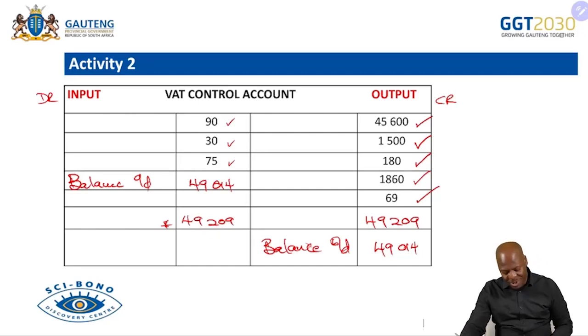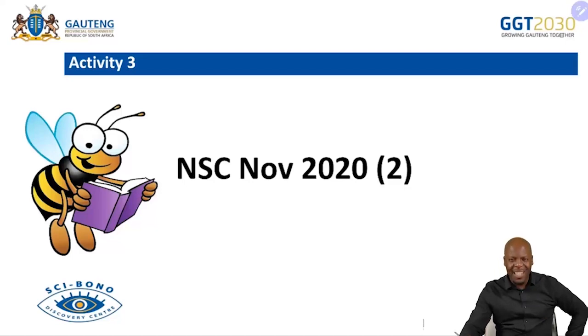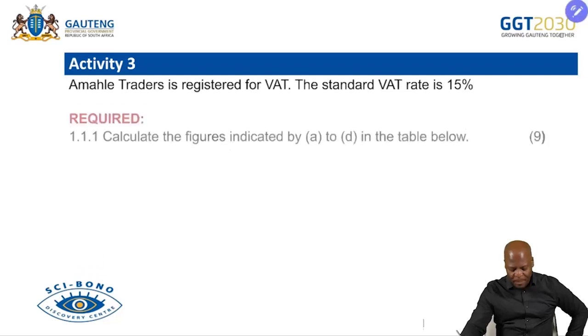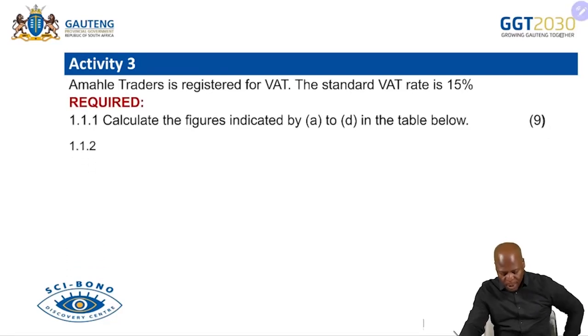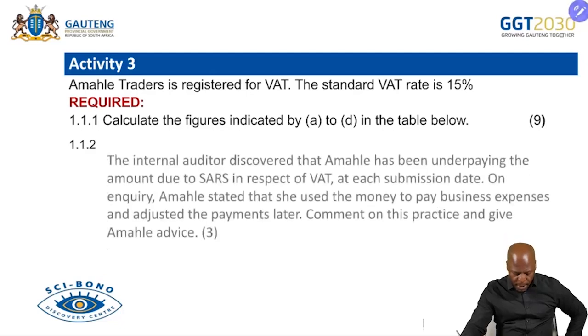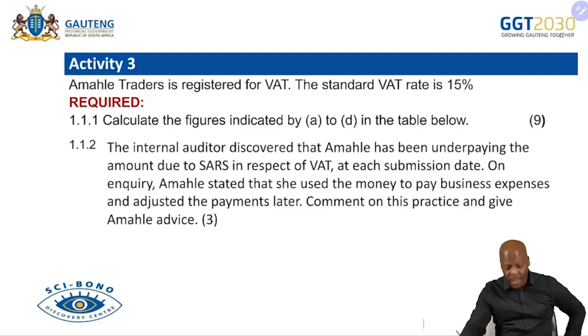Then that concludes activity number 2. I know you are saying, Mr. Simbi, we want to do an activity on our own. Guess what? I have an activity for you. So I want you to get ready. I want to see if you understood what I was doing. So we have an activity and it's going to be 1.1.1, and then calculate the figures indicated A to D in the table below. And then there's a theory question which we are going to attend to as well.